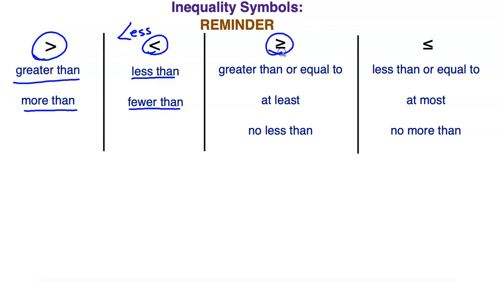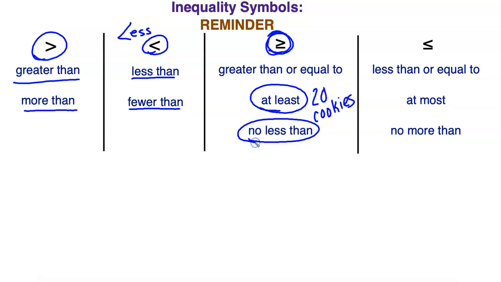Greater than or equal to, this catches people off guard all the time because when you say at least, if you think about it, if I said you had at least 20 cookies, that means you could have 20, but you could also have a lot more than that. So when we say at least, it means greater than or equal to that amount. And then another phrase you can look at is no less than. Less than or equal to, I think we're most used to that.